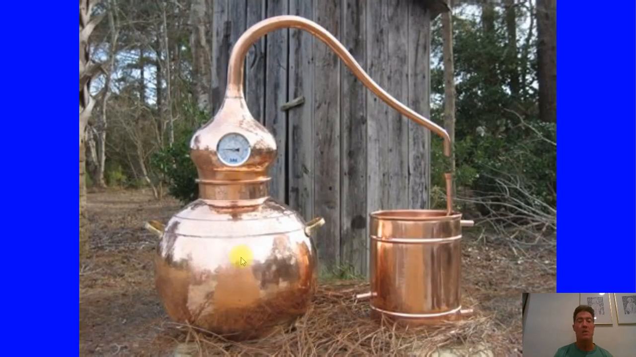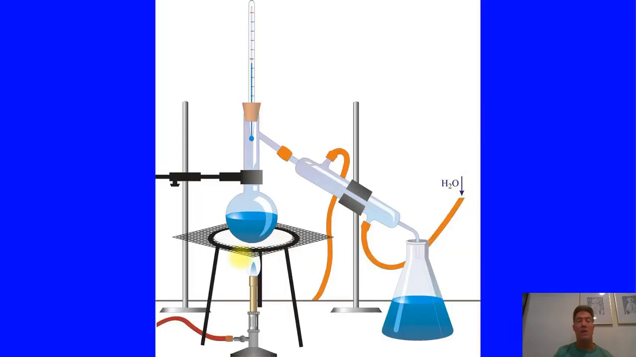This is what the old moonshiners would do. They would use this process of distillation to concentrate alcohol. Here is a lab setup.